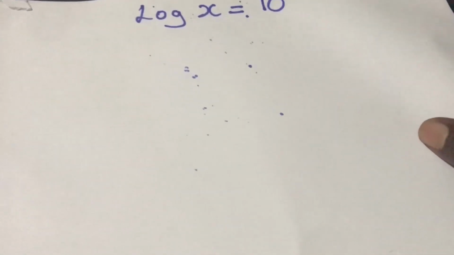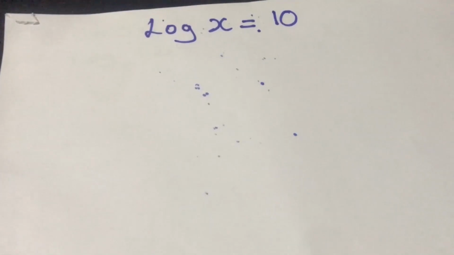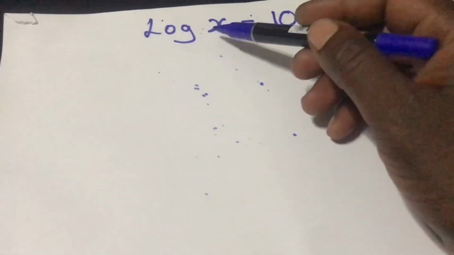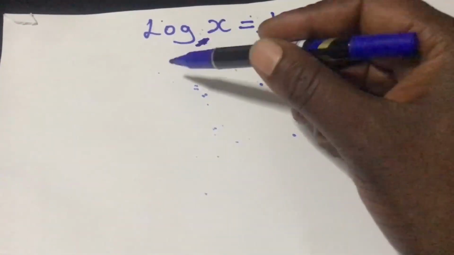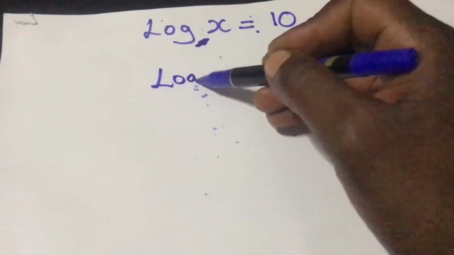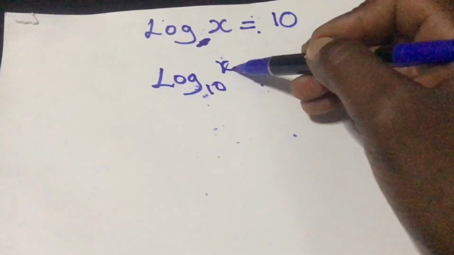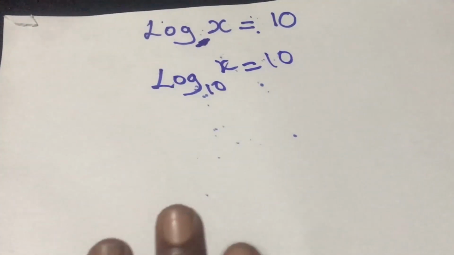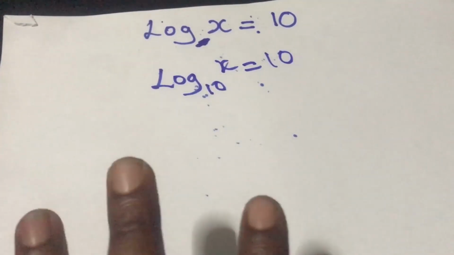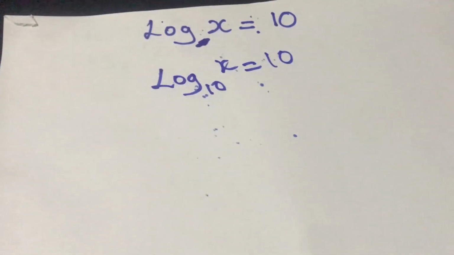Okay, let's continue solving. So we are just practicing some questions on logarithms. So I have this question: log x is equal to 10. Now if you've not been given the base, if the base is silent here, always assume that it's log base 10. So whenever it is silent, just know that the base is 10. So when the base is 10, we don't put any number there.